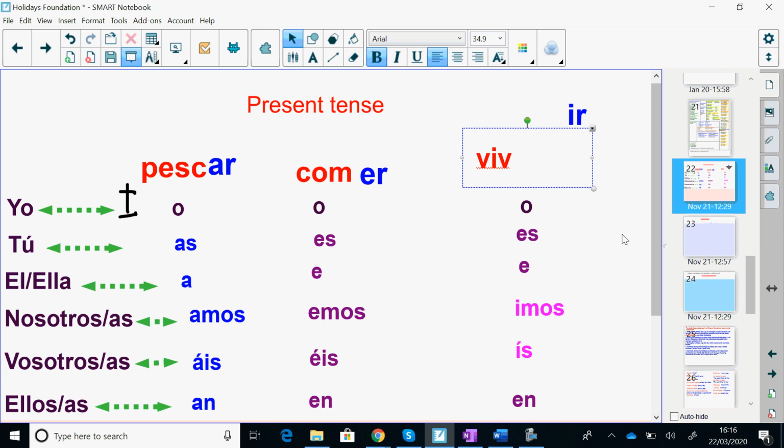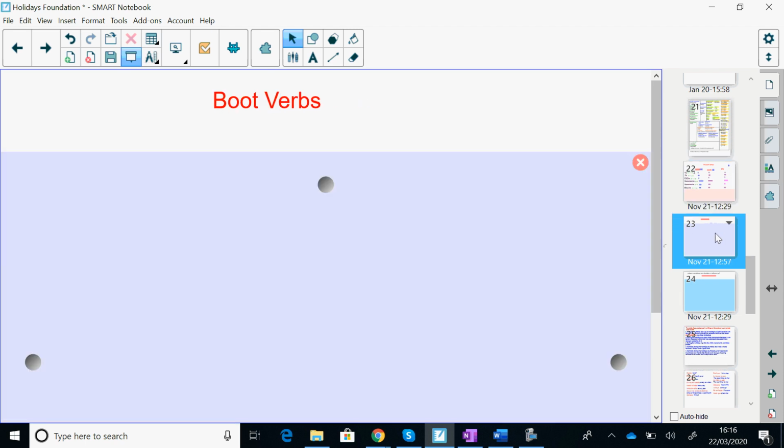Okay. So that's basically how it is. What you've just been doing is basically conjugating. Everything you are doing, and you're actually doing really, really well. Next thing we're going to go through is boot verbs. What is a boot verb? Right, you're going to see in a minute. This is one of my favorite parts.